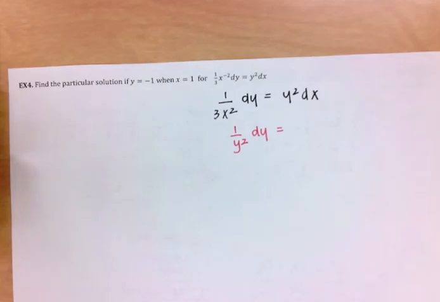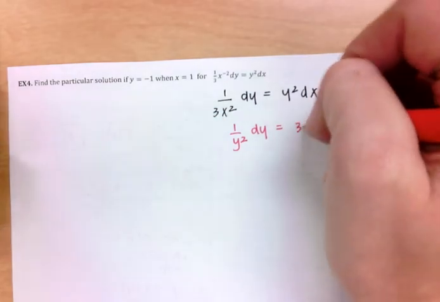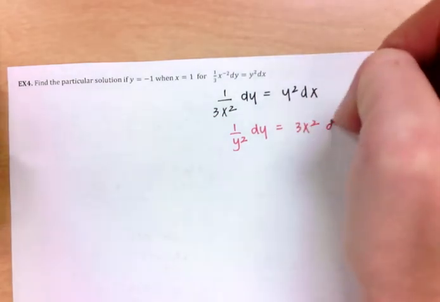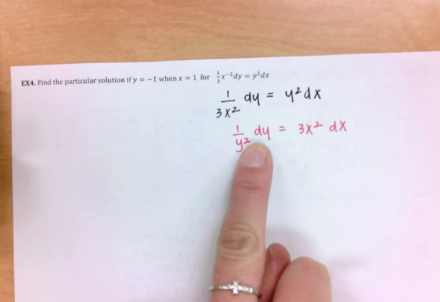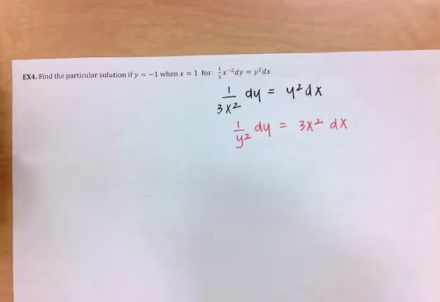Okay, and then moving this 3x squared over here, I would multiply by 3x squared on both sides. And so now my y's are with my y's and my x's are with my x's. Okay, so that's the first step, just being solid in your algebra in that way.